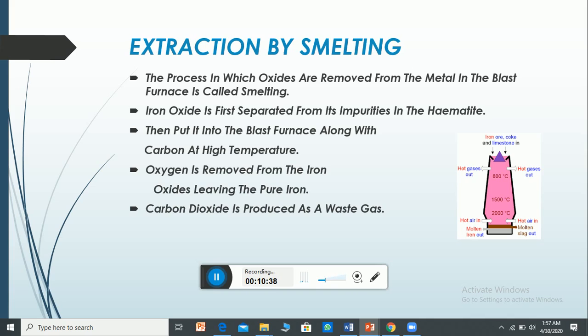So when oxygen is removed from the iron, we get the pure form of the iron, and this is how we get a pure form of any metal. These are the two famous methods through which we can extract metals in their pure form from their ores. Thank you very much.